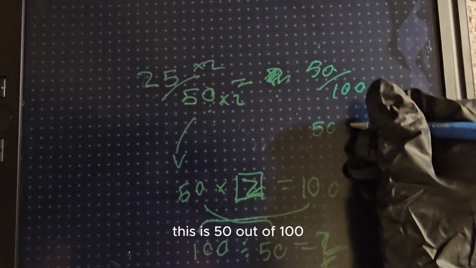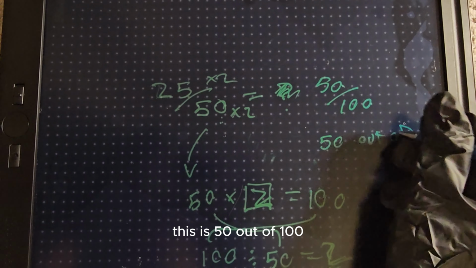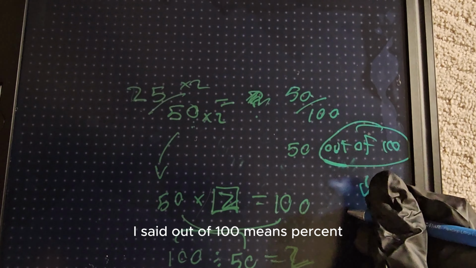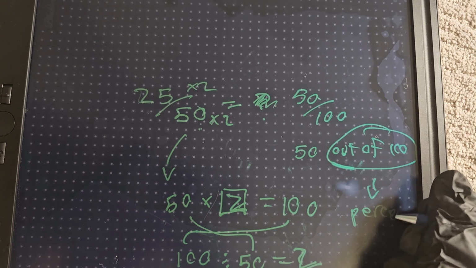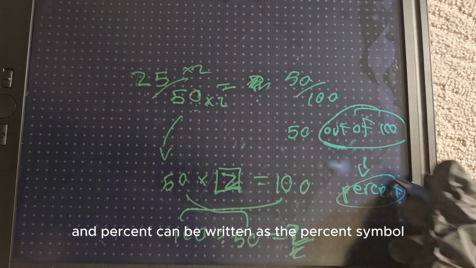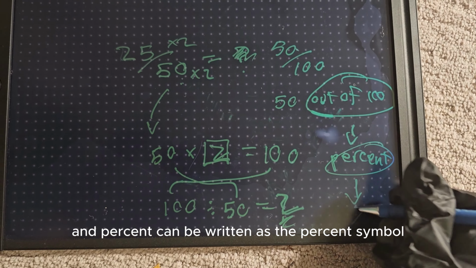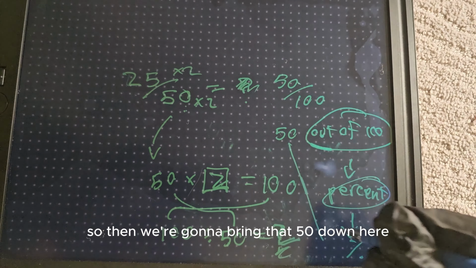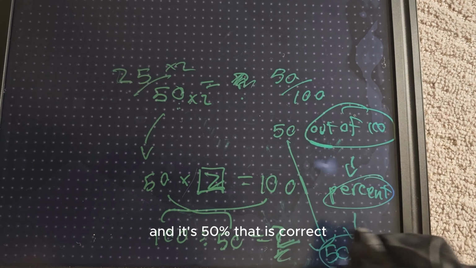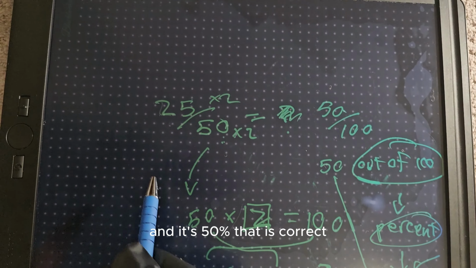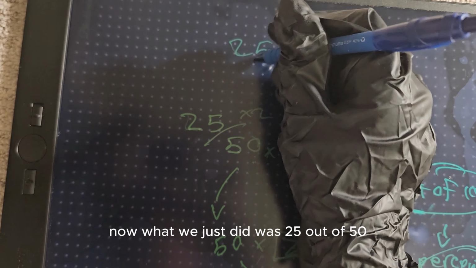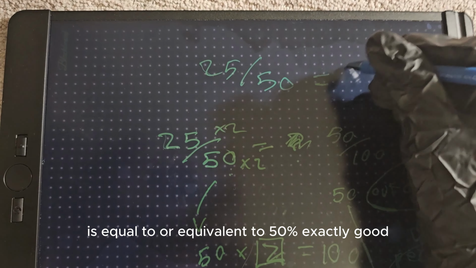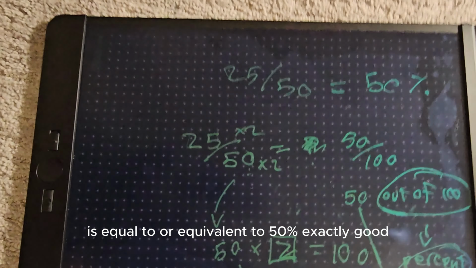This is 50 out of 100. And if you had been paying attention to anything I said, out of 100 means percent. And percent can be written as the percent symbol. So then we're going to bring that 50 down here, and it's 50%. That is correct. Now, what we just did was 25 out of 50 is equivalent to 50% exactly.